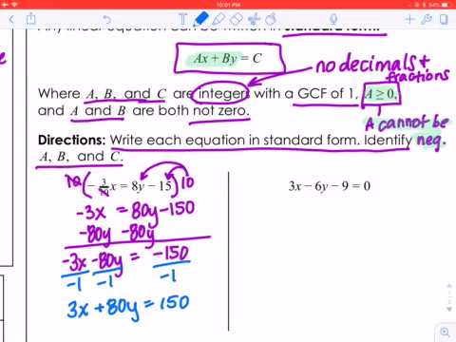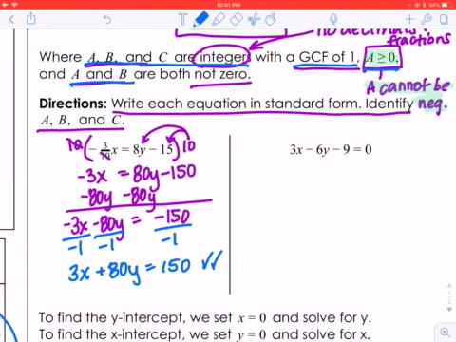So I'm going to check. It says A, B, and C need to be integers, so no decimals. That's good. Checked off on that. It says a GCF of 1. That means that I can't factor anything out. There's nothing that goes into 3 and 80 and 150. So I'm not going to factor anything out. A is not allowed to be negative. A is positive in this case. And A and B are not allowed to be 0. So they're 3 and 80. So I know that it fits that rule as well.